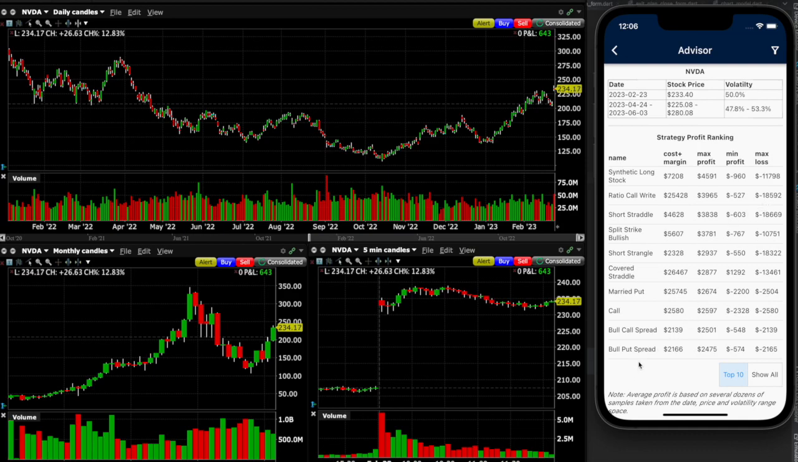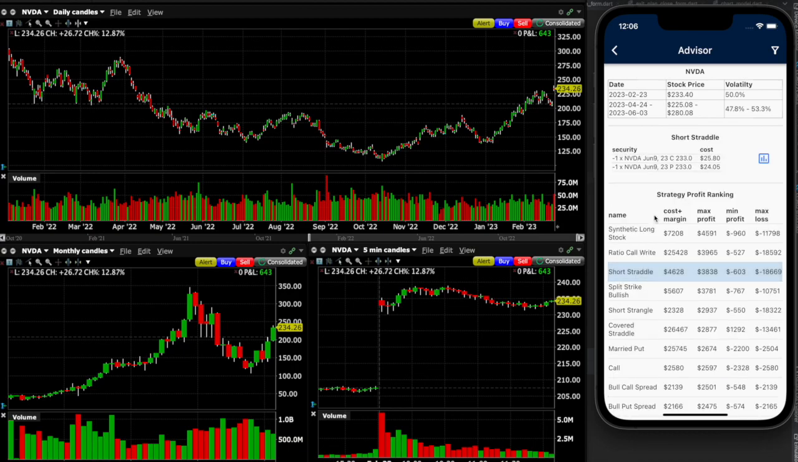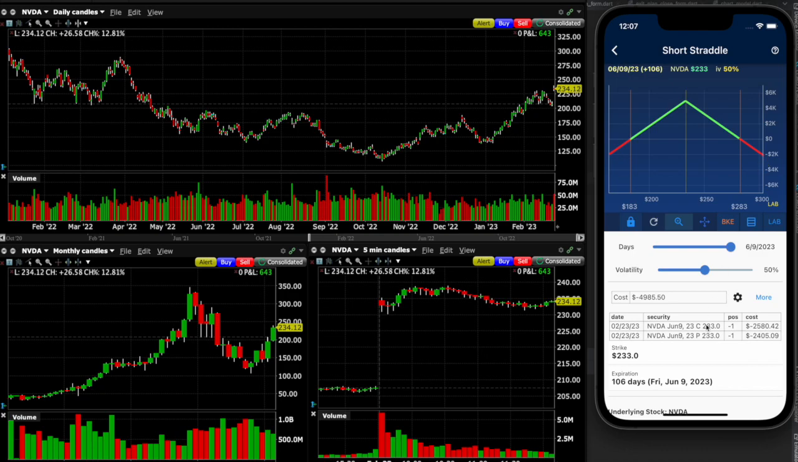Let's use one of the riskier strategies as an example. Let's use the short straddle. You'll see here it shows you the options positions. We can adjust this strategy by clicking this icon. This will bring us to the short straddle screen.